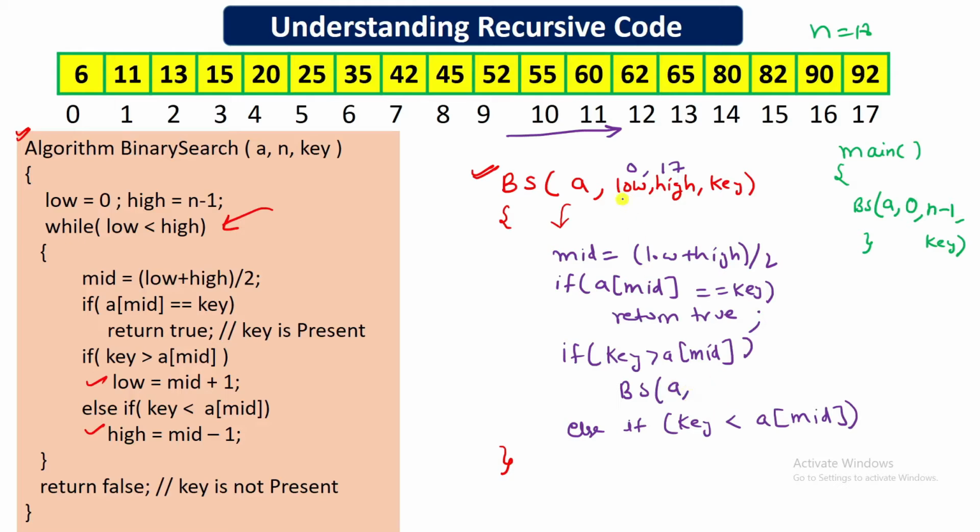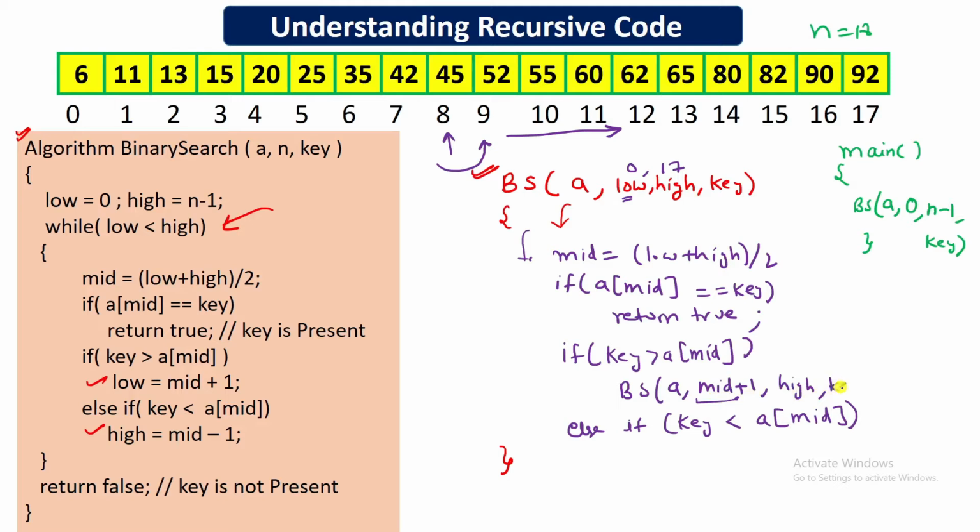And now I have to change the value of low. In the iterative code, I was saying low will be changed to mid plus 1. Let's say mid is 8, so low will come to 9. So here low will change to mid plus 1, right? And the high value will remain the same. If we are coming for the first time, low is 0 and high is 17, so mid will become 8. Now here low will be 9 and high will remain as 17.